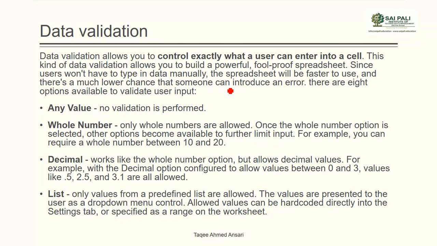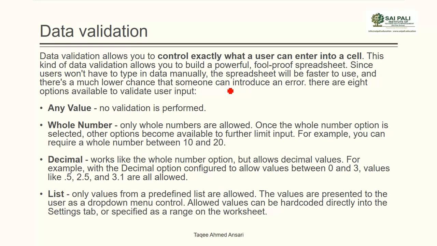Now the next thing is data validation. This data validation allows you to control exactly what a user can enter into a cell. And this kind of data validation allows you to build powerful, foolproof spreadsheets. That means since the users won't have to type in data manually, the spreadsheet will be faster to use, and there is a much lower chance that someone can introduce an error.